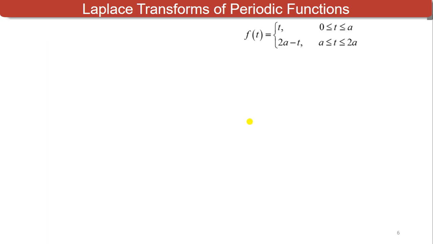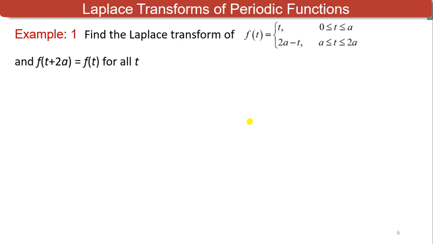We can go for the problems. Find the Laplace transform of f of t equal to t in the interval 0 to a, and 2a minus t in the interval a to 2a, and f of t plus 2a equals f of t for all t. Here, instead of period p we have 2a. So f of t plus 2a equals f of t, which means the given function is a periodic function with period 2a.